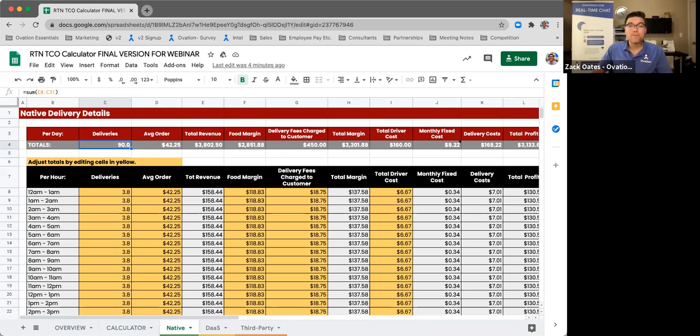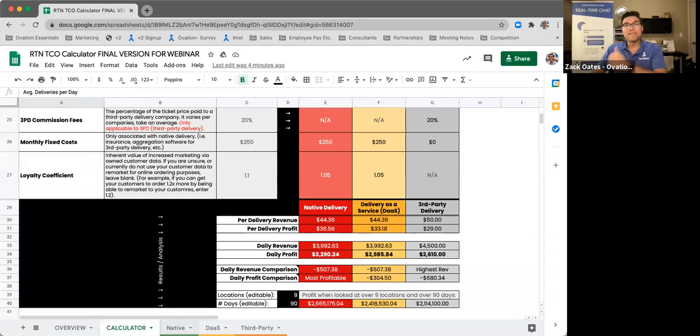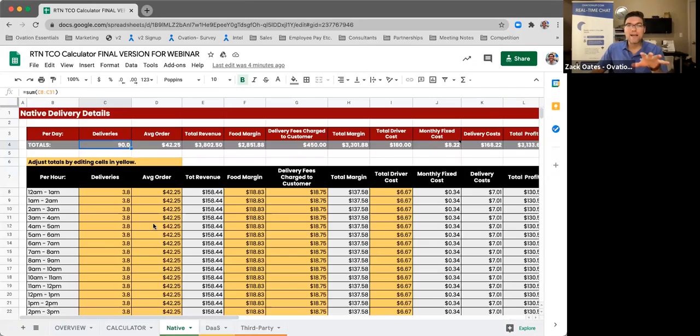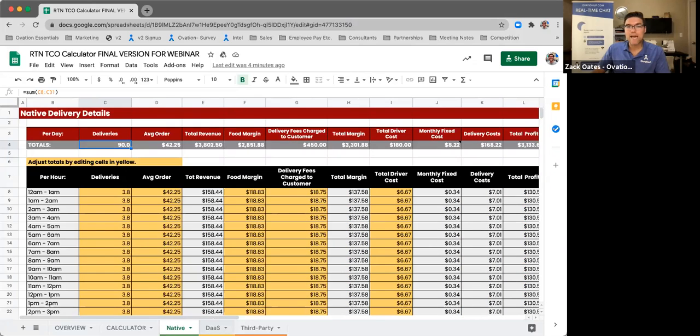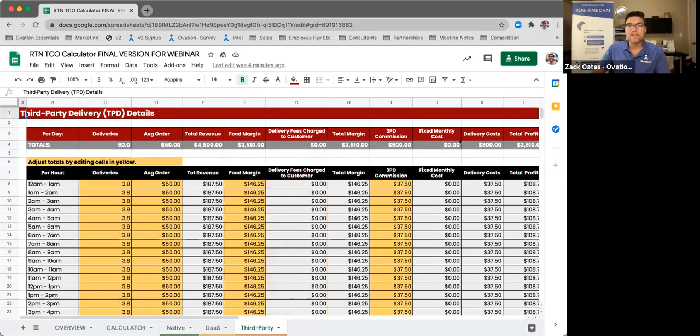And one thing to note, these cells here will not edit the calculator tab. So when you edit the calculator, it will edit up here, and these will adjust dynamically based on what you input into the calculator, but it does not go the other way. As you edit these cells, it does not change the calculator. So as you edit the cells that are in yellow, if you want to look at it hour by hour, just look at the top lines in each of these three tabs to see that comparison.